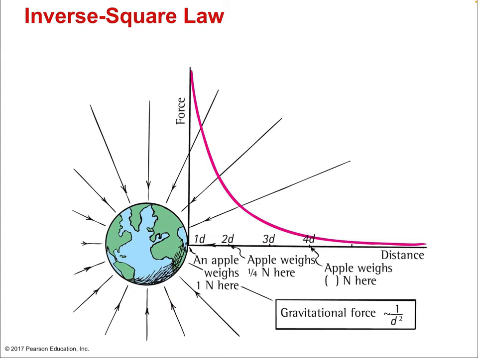Here's that graph we spoke about that falls off, approaches zero, but never gets there. The functional form of that graph is 1 over d squared. So we see that the gravitational pull of Earth decreases as we move away from Earth, and it definitely falls off pretty significantly.